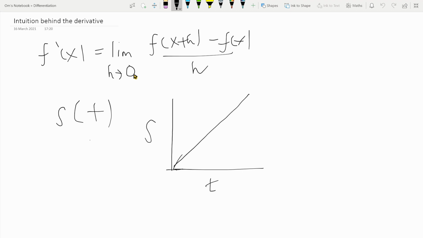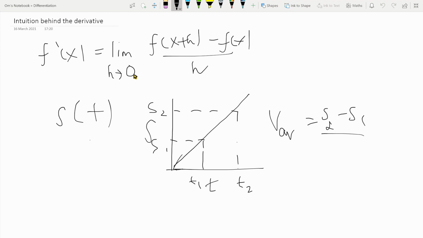So if I were to ask you what is the average speed of this person between, say, time t1 and time t2, you would tell me that the average speed is the total distance covered in this time divided by the time taken. So if I were to say v average, and suppose this is s2 and this is s1, you would tell me that the average speed is s2 minus s1 by t2 minus t1. Pretty simple. This is the standard way of calculating the average speed in a given interval.